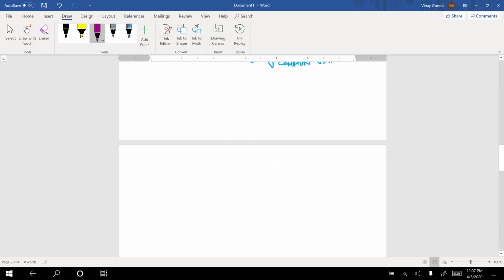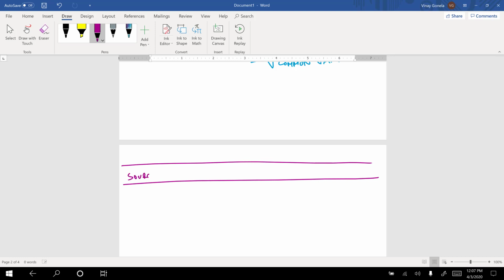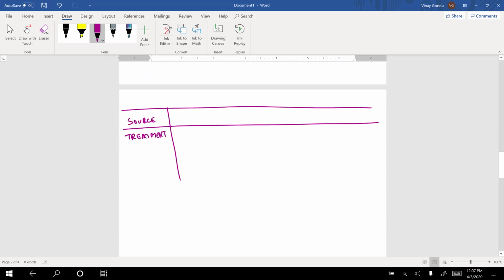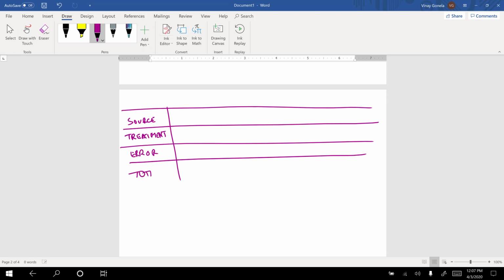So again, I will try to draw this analysis of variance in a better way such that you can understand. So this is source, and then I will write only one term. But when they ask you, you have to know all these terms. So I will write treatment, error, and then the total. So this is sum of the squares. I will write SS. So this is SST, SSE, TSS, or SSTO, whichever, different textbooks use different notation. So what it means is this plus this is going to give me this.